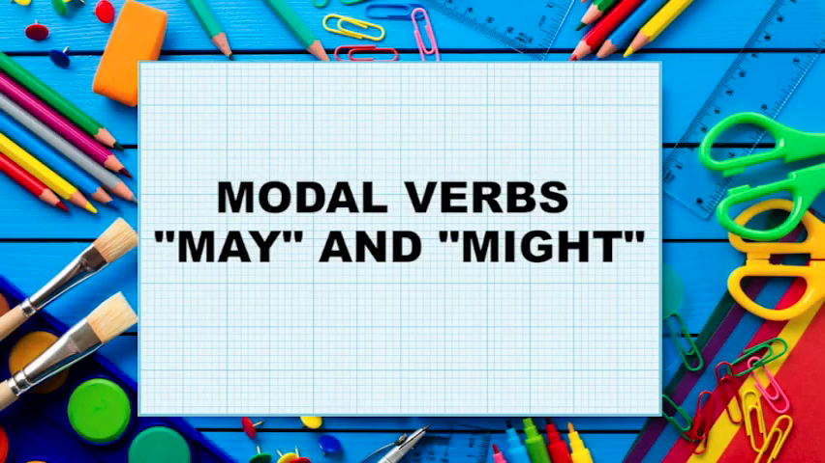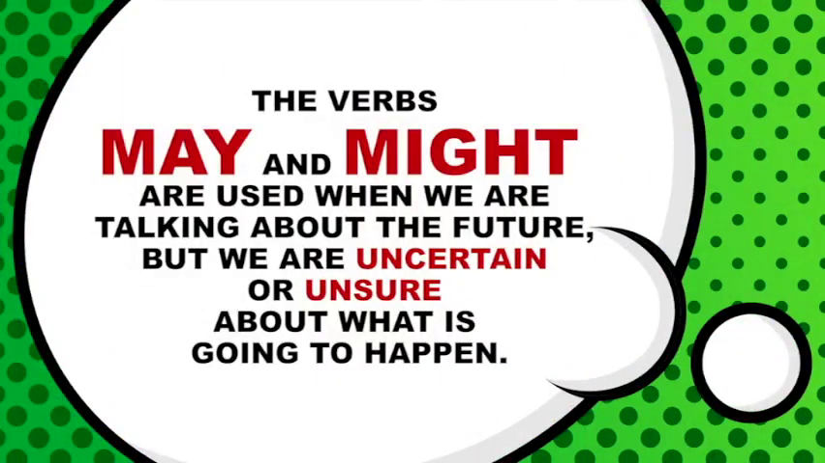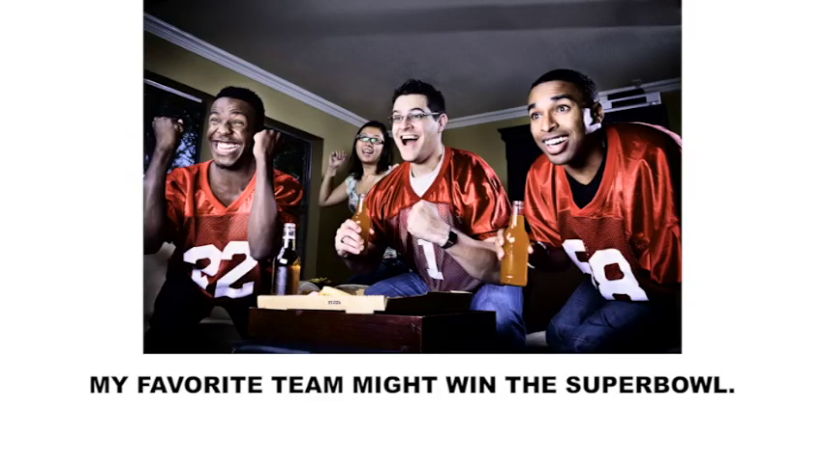Modal verbs may and might. Let's take a look at some of the modal verbs. The verbs may and might are used when we are talking about the future, but we are uncertain or unsure about what is going to happen. In the sentence, "My favorite team might win the Super Bowl," the modal verb might expresses a little bit of doubt about the outcome of the big game.